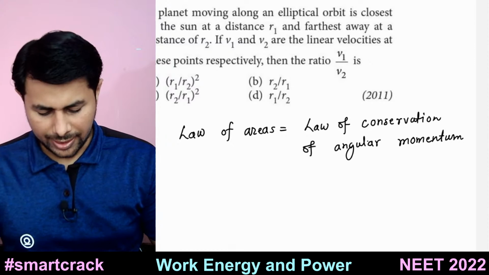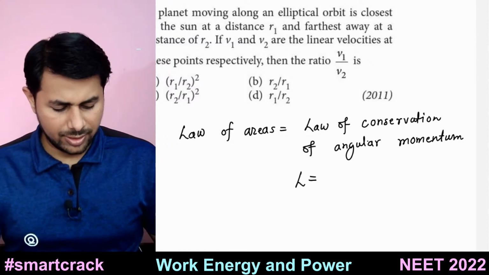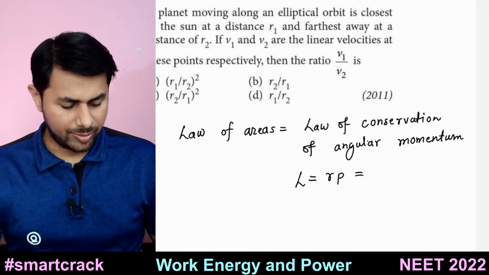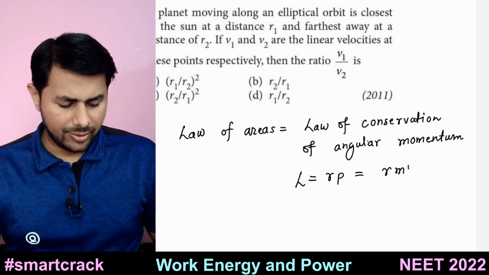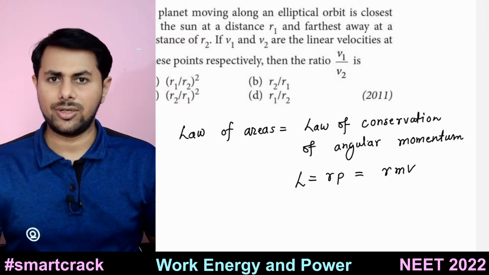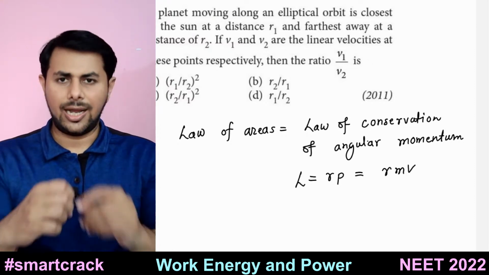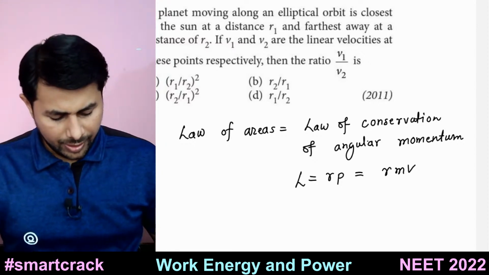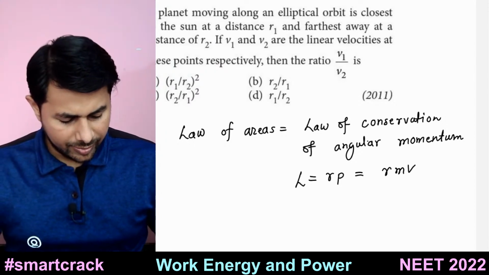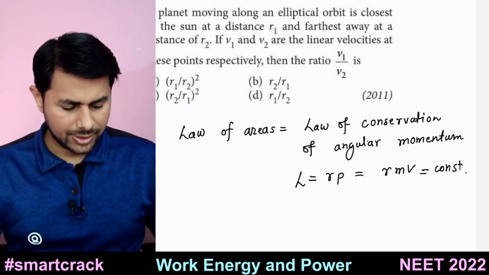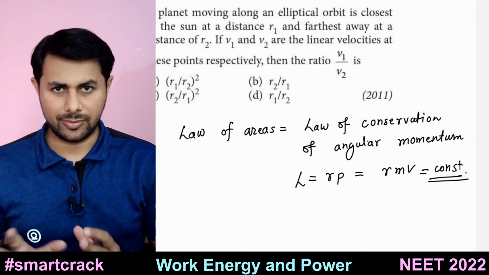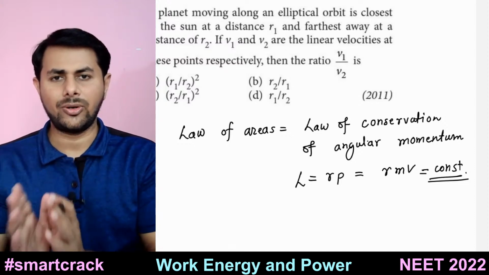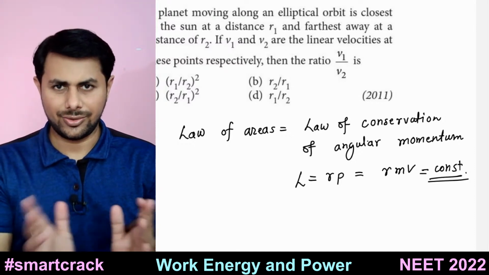And what is the formula for angular momentum? Angular momentum is r into p. I will just take magnitude. What is p? It is linear momentum. So r into mv, or you can say mvr, is the angular momentum. As this planet moves around the sun, r will increase, r will decrease, but this quantity remains constant, the angular momentum. Mass is anyway constant. That means the product of v and r remains constant.